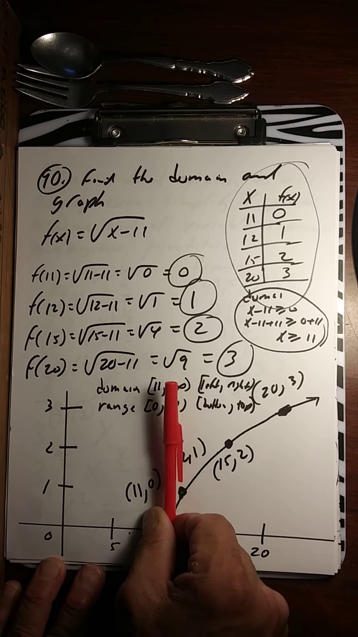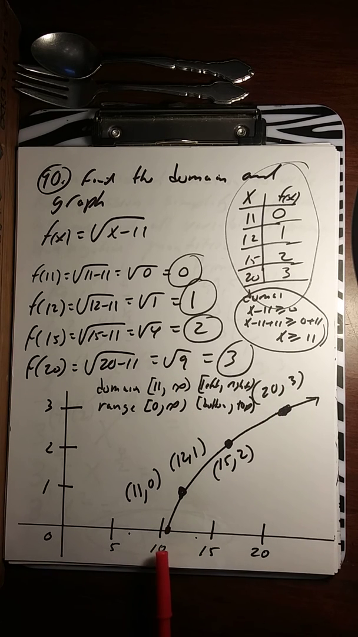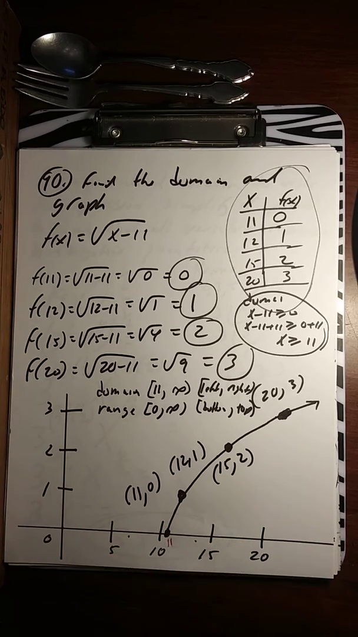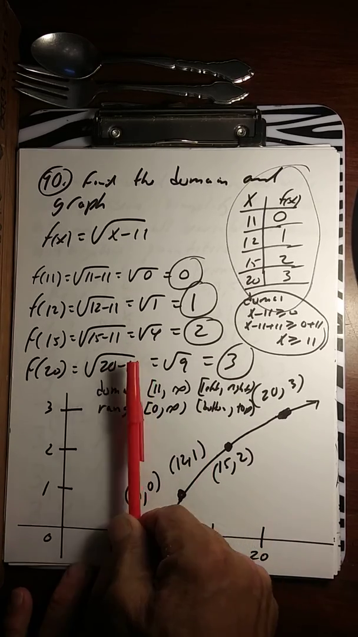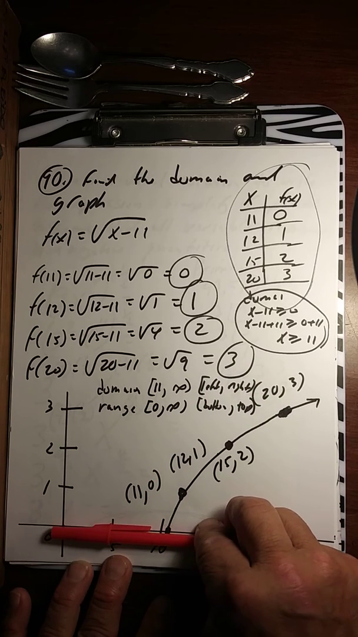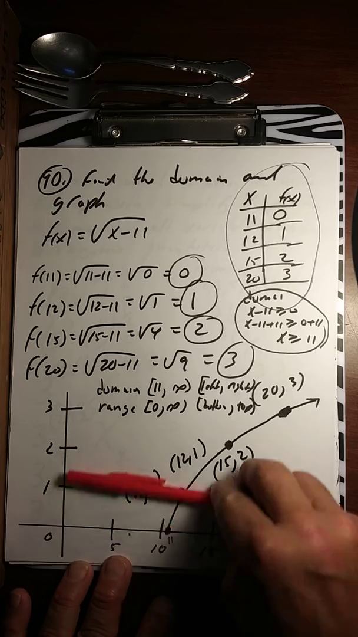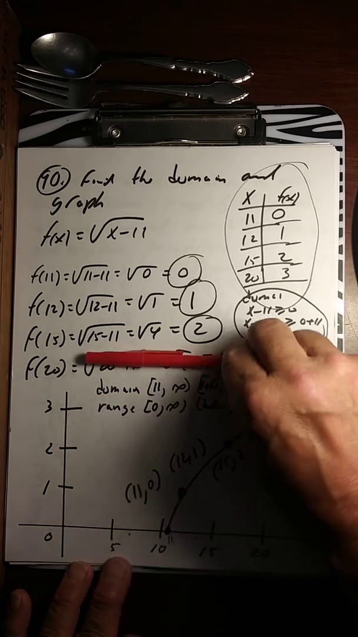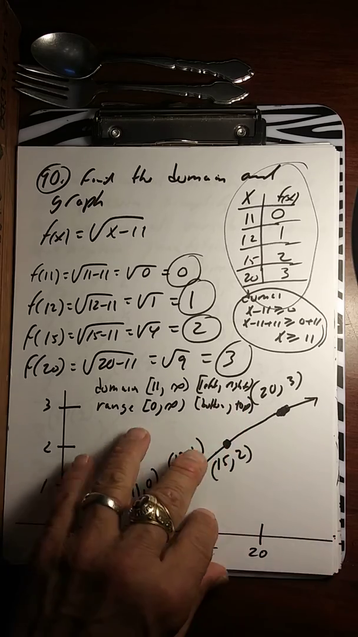So the domain is going to be from 11, right here, 11, from 11 to infinity. And the range is going to go from what? From 0, from the bottom, to infinity. So 11 to infinity. And from 0 to infinity is the range.